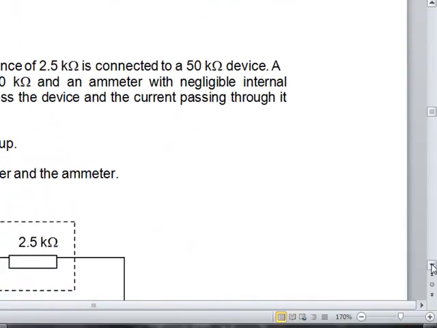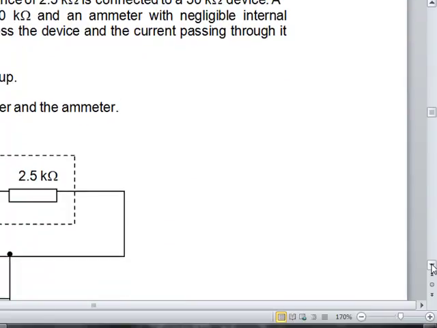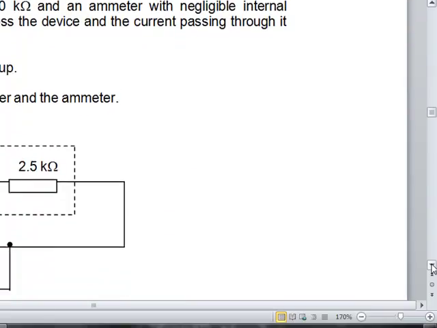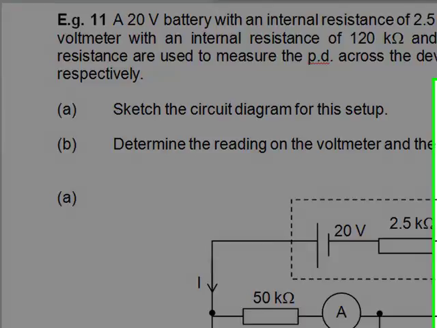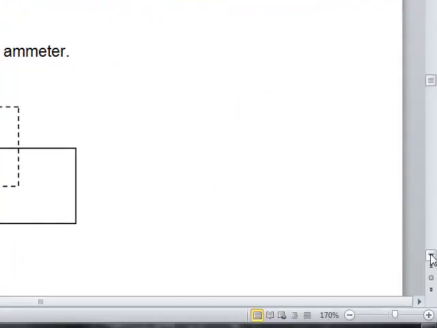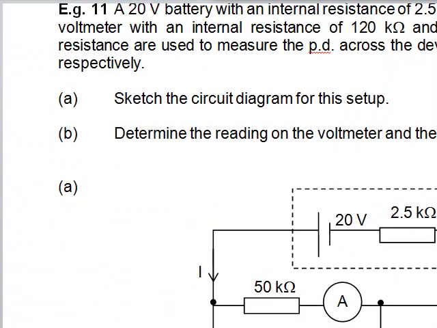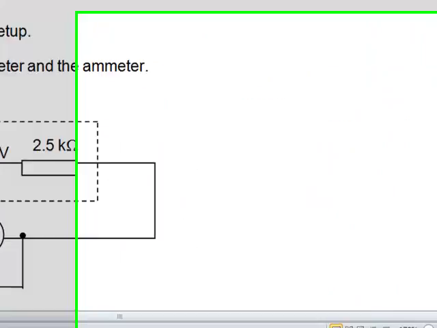Next example, we have a 20 volt battery with an internal resistance of 2.5 kilo ohm, rather high value. It's connected to a 50 kilo ohm device and in series with the ammeter, which has no resistance, and there is a voltmeter connected across both the 50 kilo ohm and the ammeter. Now this is the diagram shown below there. That's what you need to draw. Right, you're asked to find the reading on the voltmeter and the ammeter.